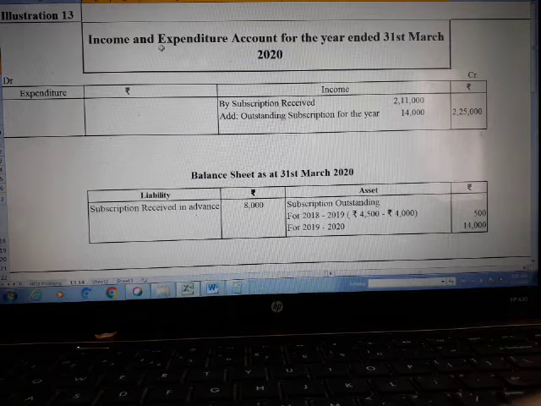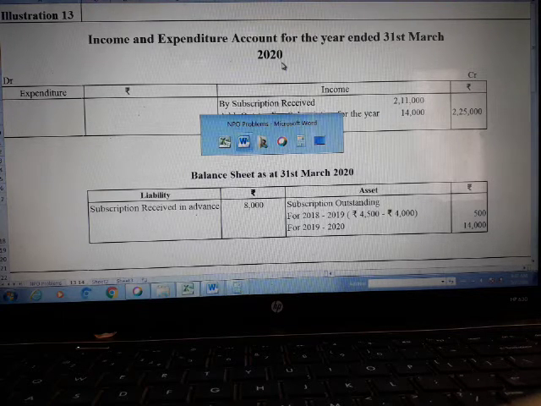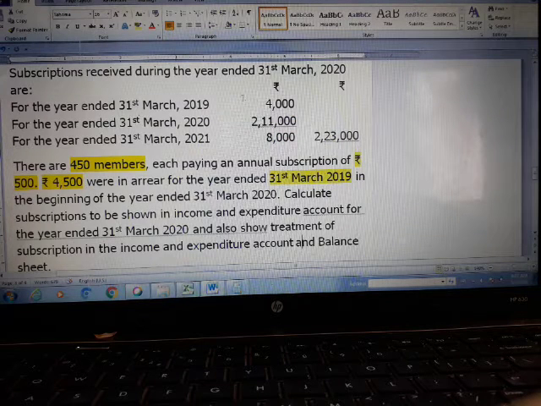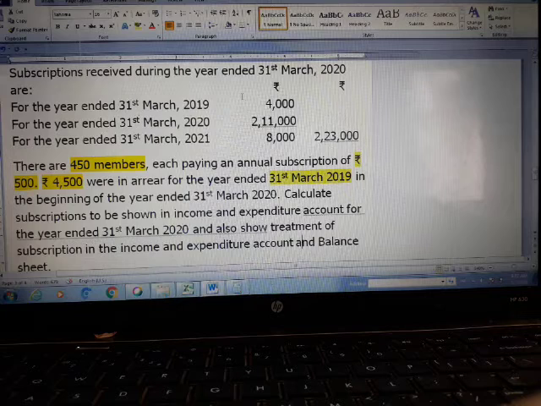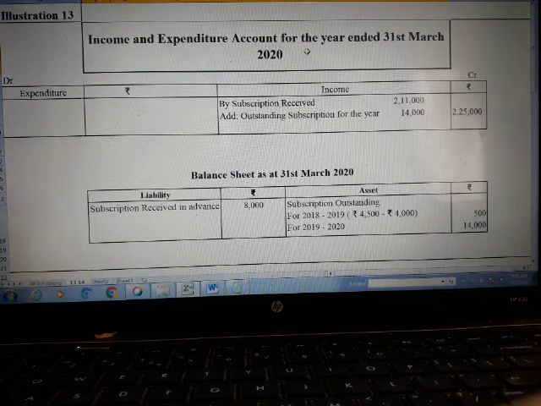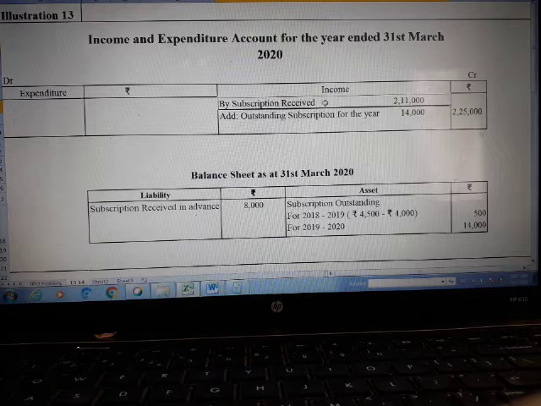So first I am preparing the income and expenditure account for the year ended 31st of March 2020. Remember, there is no information given in the question about the club name. So the name of the club is not provided, and I am not disclosing the name of the club. If it is given in the question, then I will start with the club name at the top and write income and expenditure for the year ended. Since it is not given, I am not disclosing it.